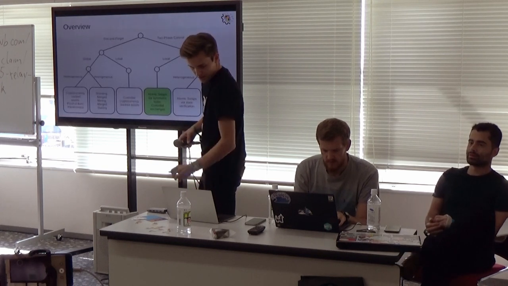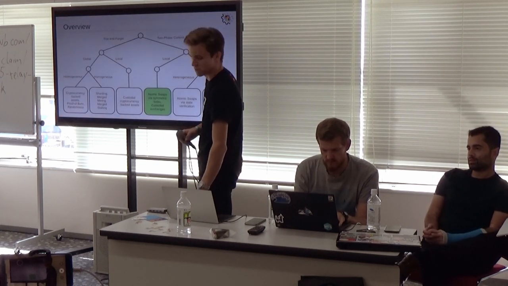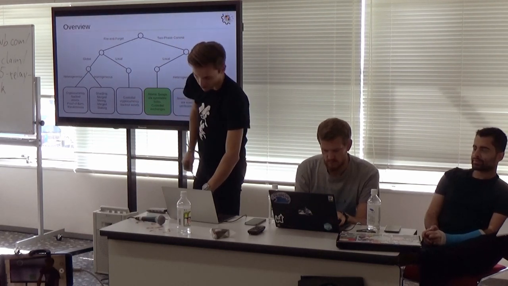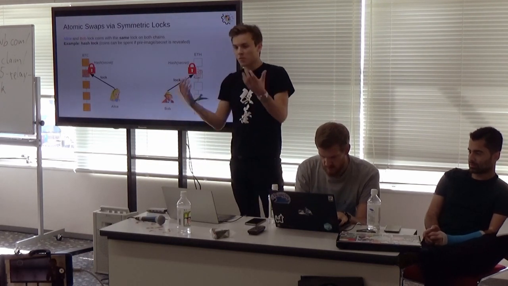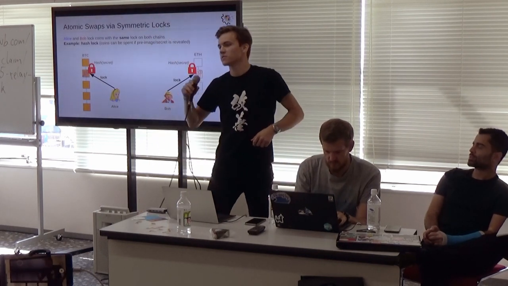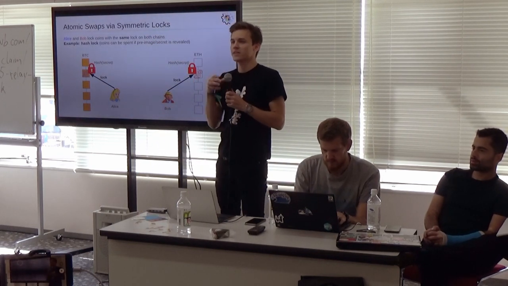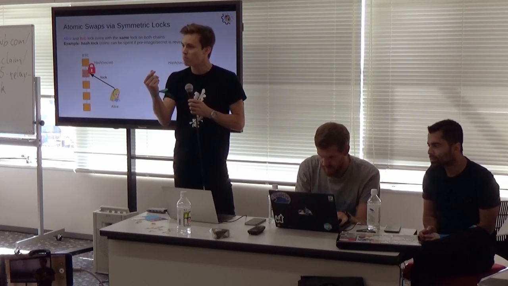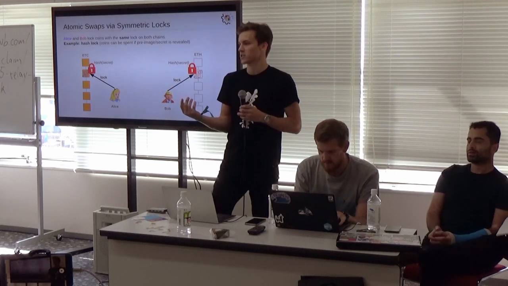So, let's talk about cross-ledger transfers, and I hope I'll be able to answer your question why HTLCs may not solve your problem as expected. So again, in atomic swaps using symmetric locks, the idea is that both parties, Alice and Bob, use the same locking condition on both chains. An example are hash locks, right?